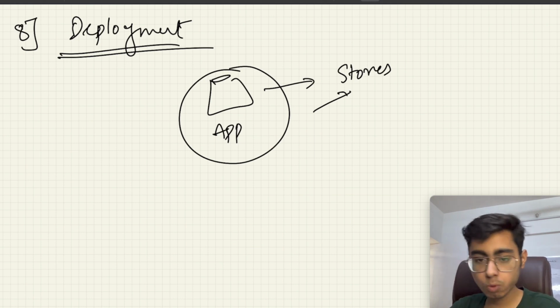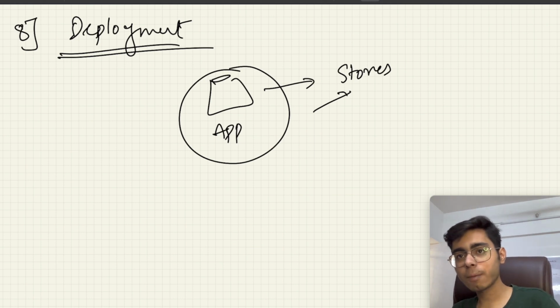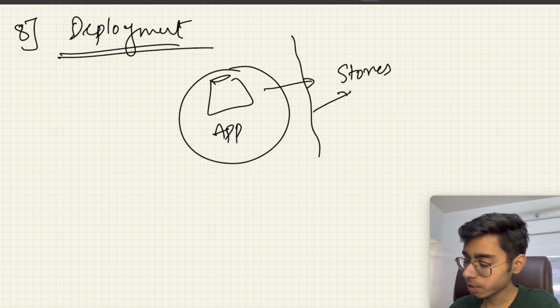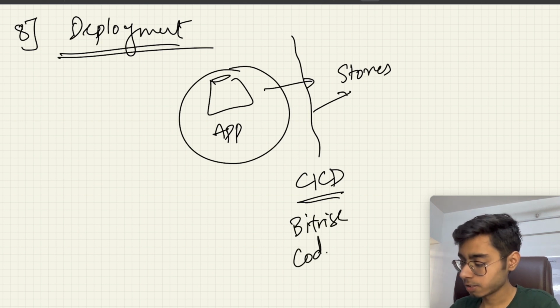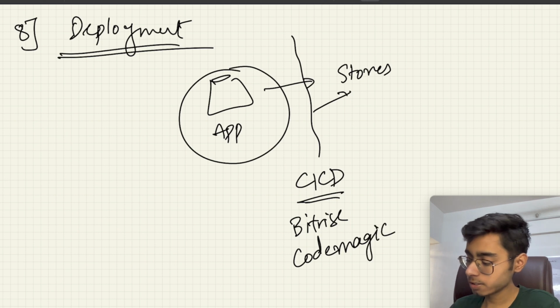Because tomorrow you are bringing more features. Are you again going to build the app? Are you again going to push to the stores? It's not like that. So usually in between we have CI/CD, and for this CI/CD you can use Bitrise or you can use Codemagic, right? So what do these platforms do?